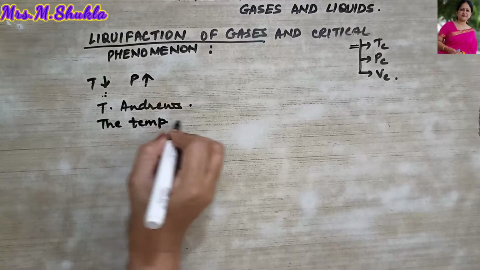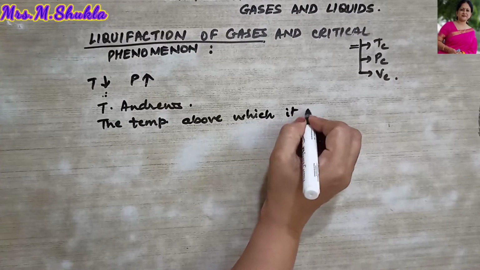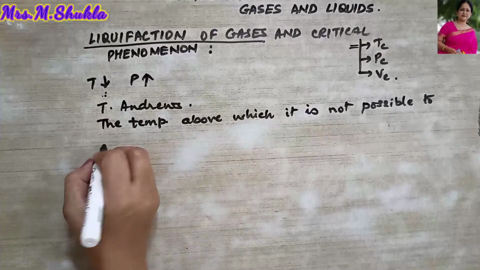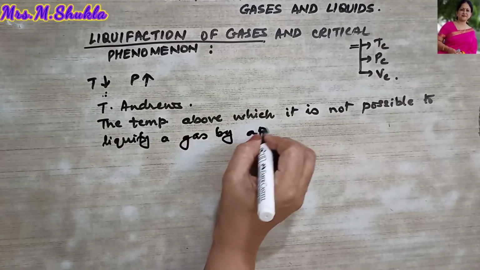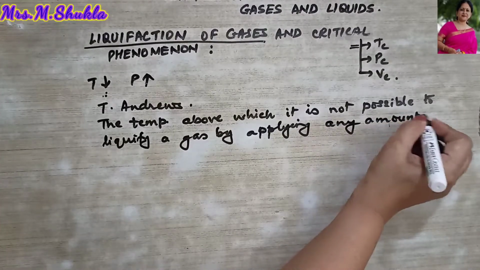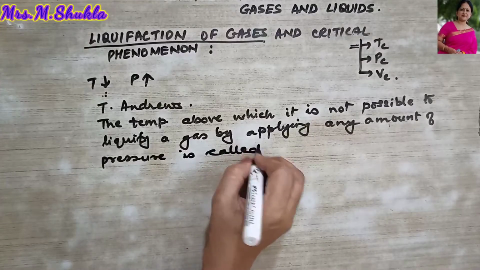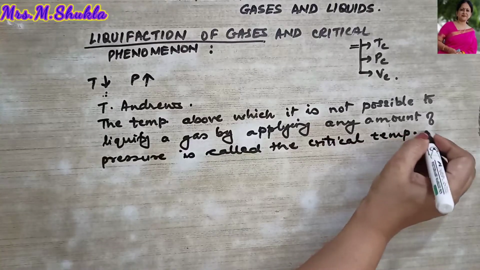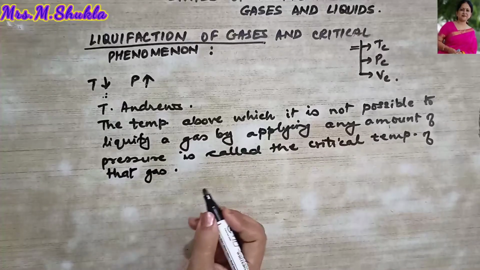The temperature above which it is not possible to liquefy a gas by applying any amount of pressure is called the critical temperature of that gas. Clear? How is it represented?